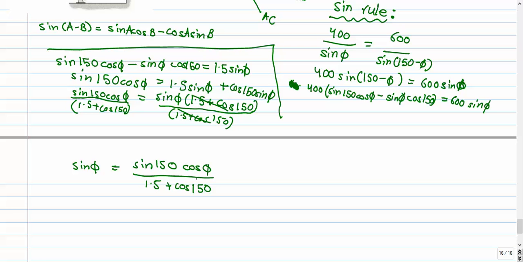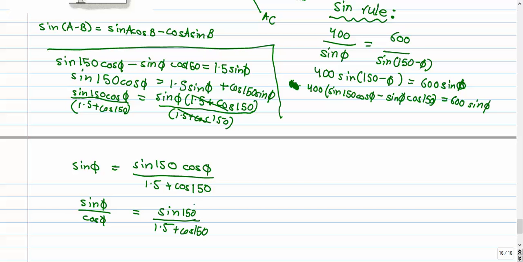Now divide cos of phi on both sides, and we end up with sine of phi over cos of phi equals sine of 150 divided by 1.5 plus cos of 150. So as you can see right here, on the right side of the equation, all we have are numbers, and we can simply solve this on a calculator.